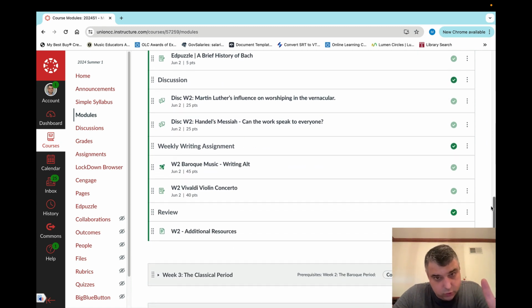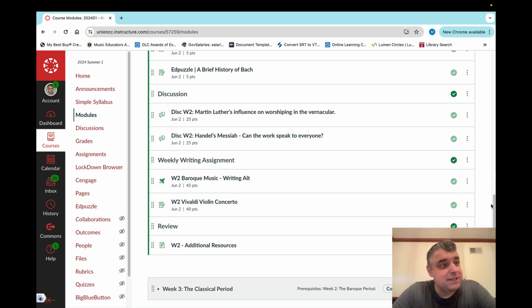Continuing, we have 2 discussions this week. One's going to be on the Messiah, which is an oratorio by Handel. Most of you may be familiar with some of the music from it. The second one is going to be on Martin Luther. Even though Martin Luther wasn't a musician, he did play music, and he even wrote some music as well. He was mainly a liturgical figure. The influence that Martin Luther has on music, and even more on sacred music, is very, very important, so we're going to have a discussion about it.